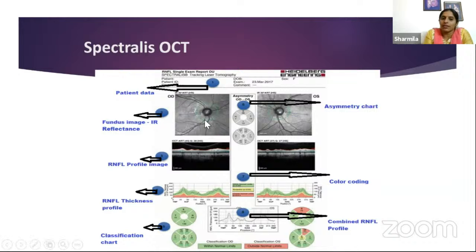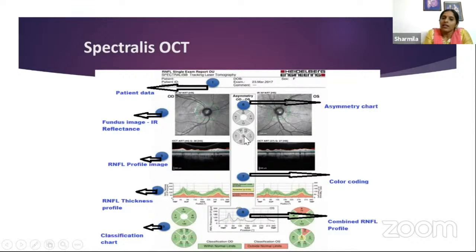And this value is between 16 to 7. So anything beyond that is considered to be abnormal. And then you have the RNFL profile image, which is shown below here. Based on this RNFL profile, there is an RNFL thickness profile, which is color coded. This is for the right eye and the left eye. And in between both of these, you have an asymmetry between the right and the left eye in the quadrant wise.